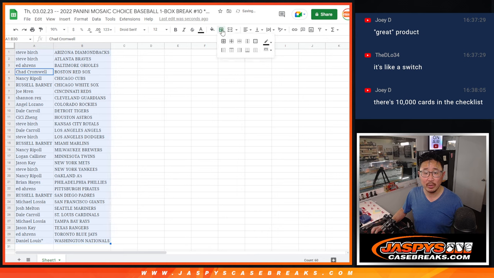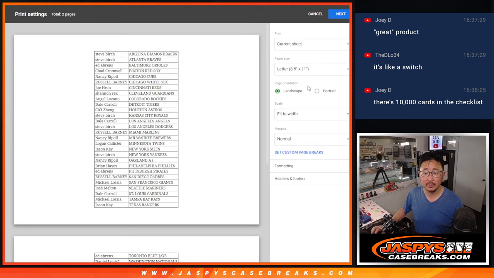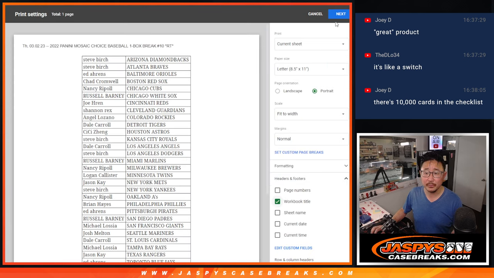No trade window. Let's just print and rip.